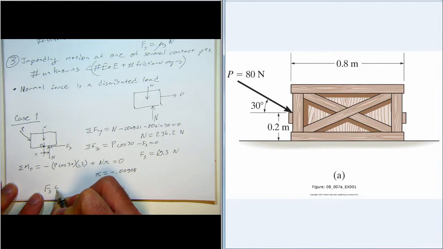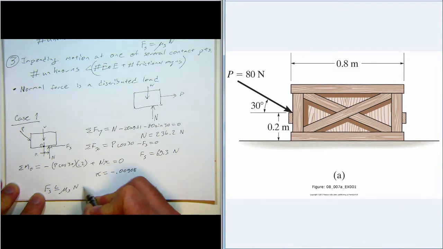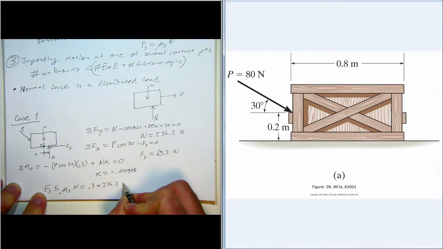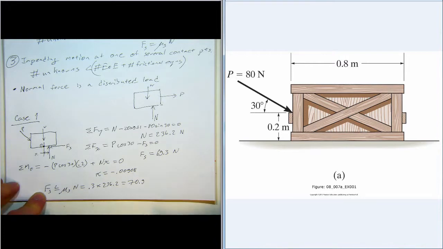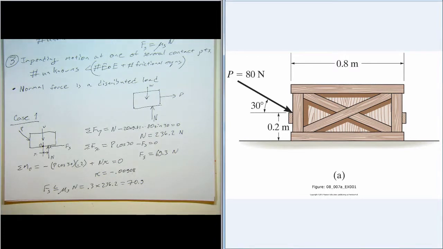Fs needs to be less than or equal to the coefficient of friction times the normal force, and that is 0.3 times 236.2, and that's 70.9. So since this is less than 70.9, the crate doesn't slide either. So with this force, 80 Newton force acting at 30 degrees, the crate remains in equilibrium.